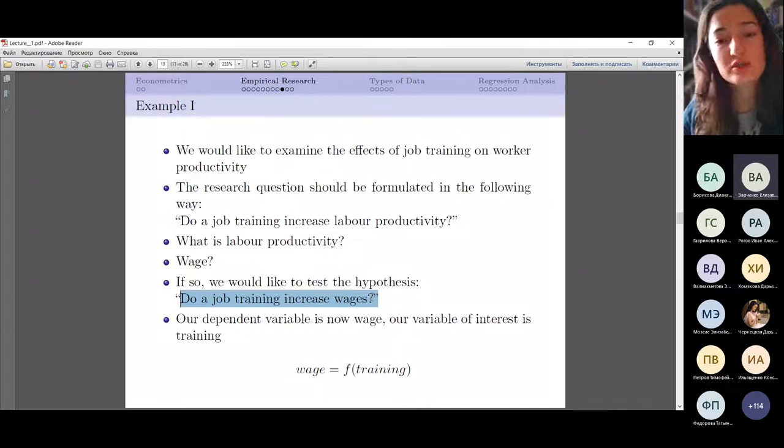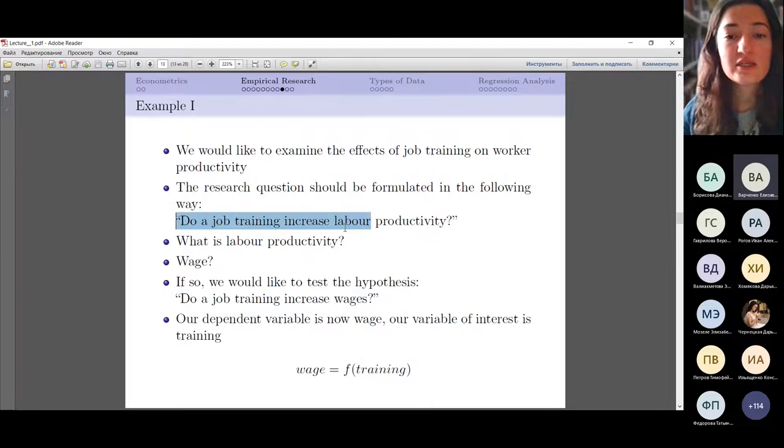Here, we formulate our research question in general words. And in this case, we have already found proxies for our indicators, training and labor productivity. So we will use wages as the proxy for productivity.